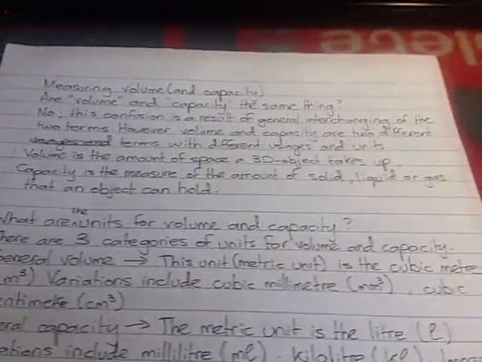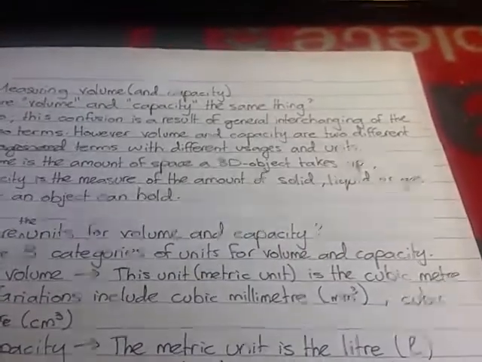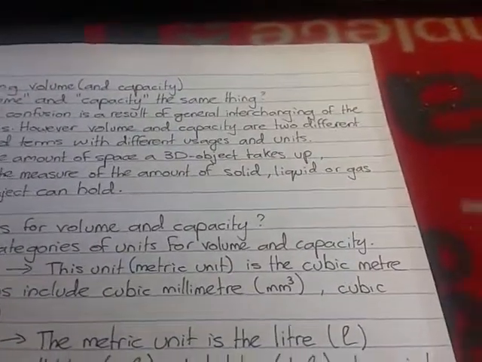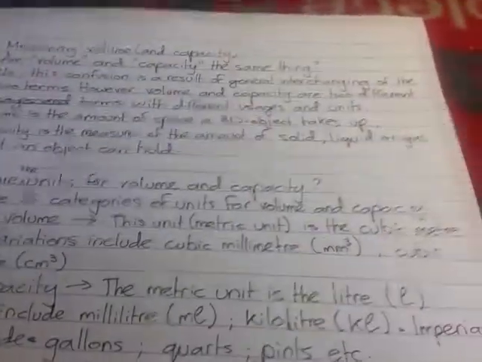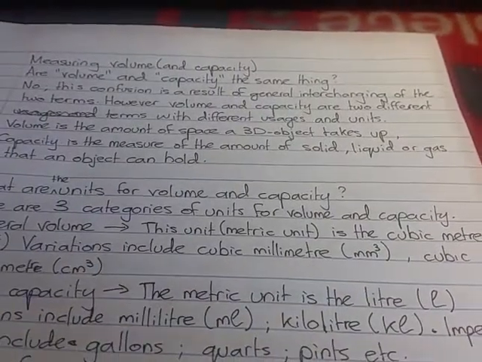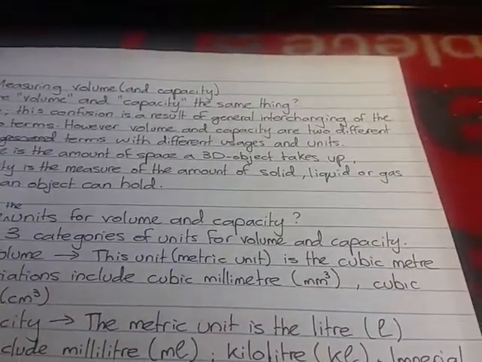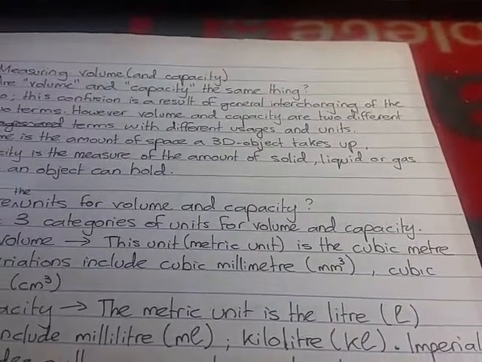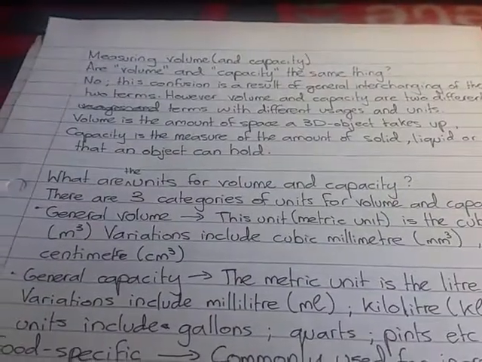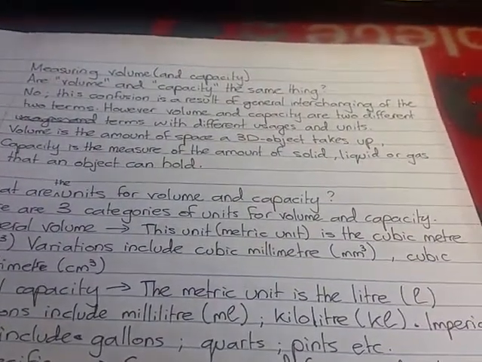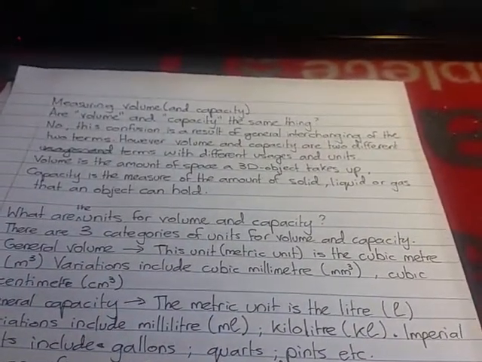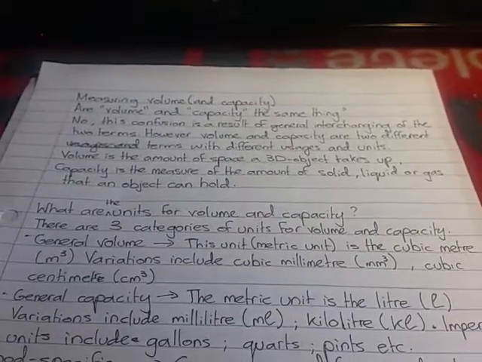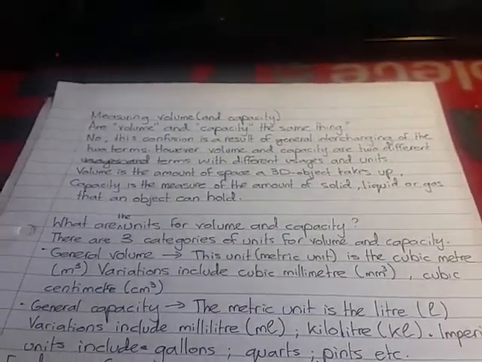General capacity. The metric unit for this one is the liter, represented by a cursive L. And its variations include the milliliter and the kiloliter. You do get things like centiliters and all that, but more specialized industries deal with centiliters. The imperial units include gallons, quarts, and pints. Those are just a few to speak of. There are also fluid ounces, etc. Those are the first three that came to mind.